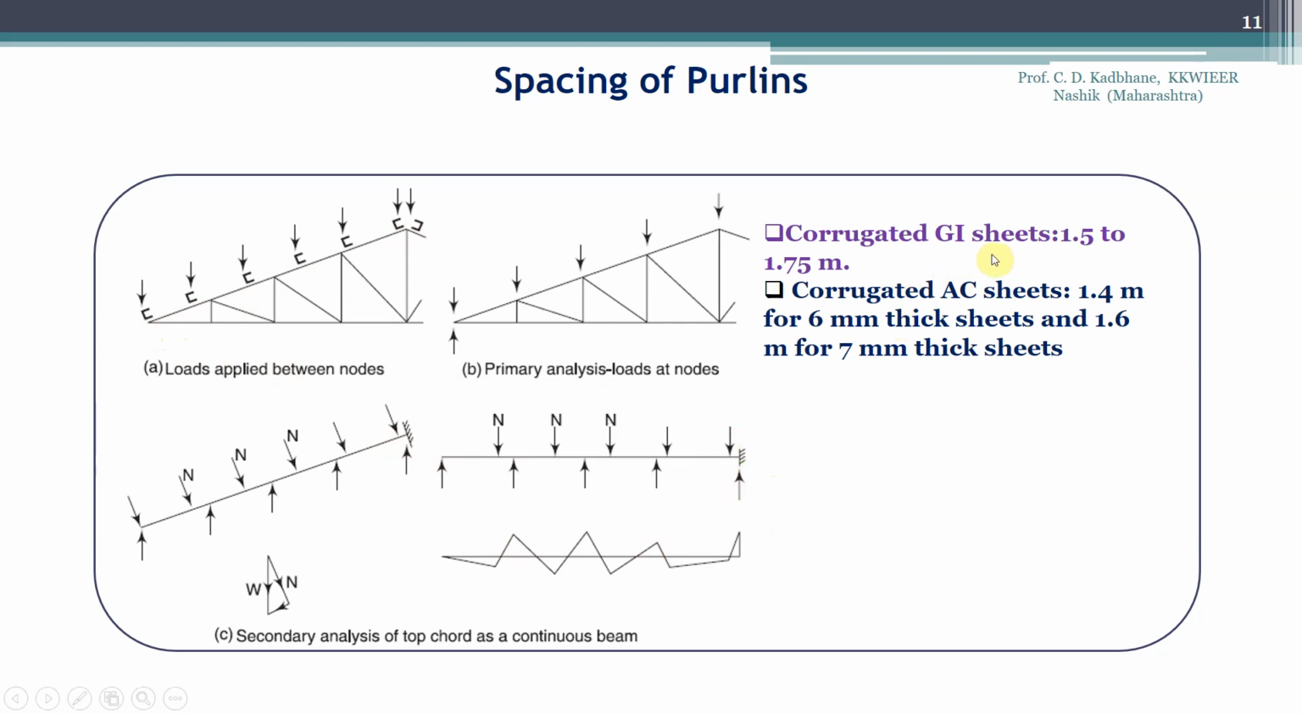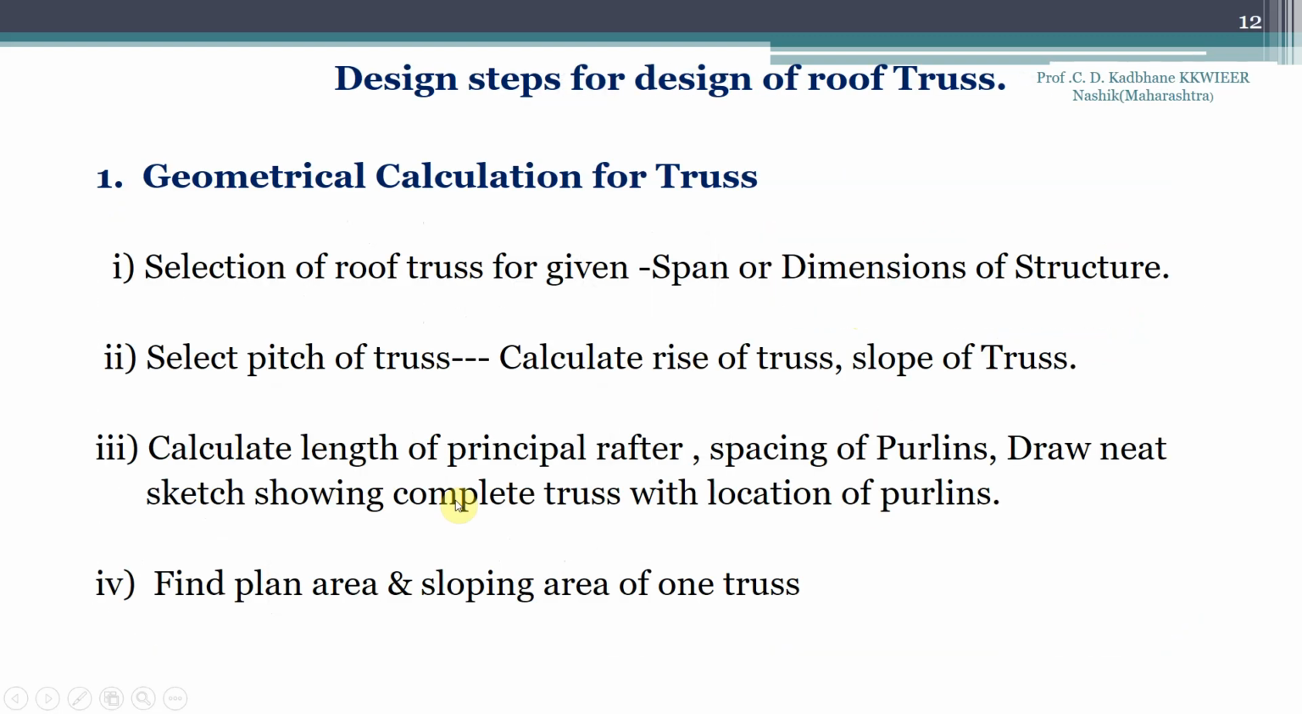So for corrugated GI sheets, spans ranging from 1.5 to 2 meter can be considered or selected, and for corrugated AC sheets, 1.4 meter for 6 mm thick sheets and 1.6 meter for 7 mm thick sheets are chosen. So these are the spacings for GI sheet as well as AC sheets.